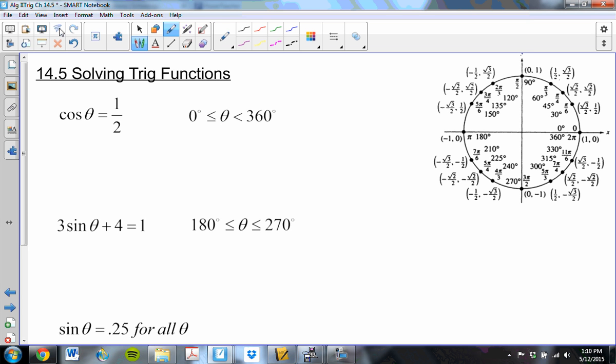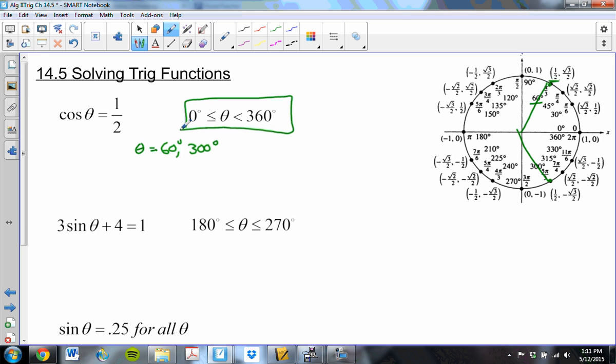One way is to just look at your unit circle and see where the cosine value, see where the x value is 1/2. And that happens here at 60 degrees and here at 300 degrees. You'll note those are reference angles. They're always going to come in these pairs of reference angles. So our solutions would be theta equals 60 or 300. Both of those fall between the domain that we're restricted to.